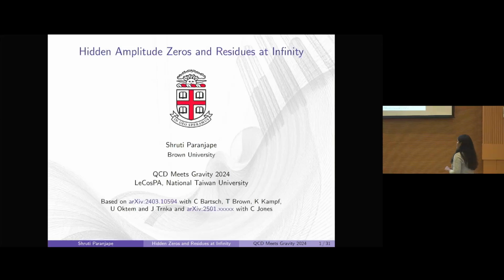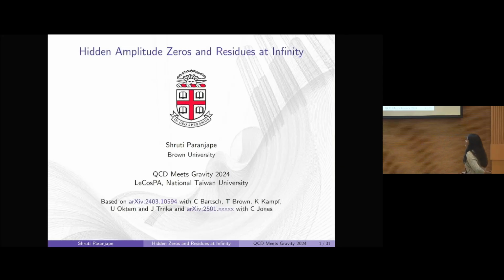Okay, so the talk is mainly based on this paper from March with Christoph Bartsch, Taro Brown, Carol Kampf, Umut Oktam, and Yara Trinka. Umut is going to be applying for postdocs, so if that's of interest to you, now you know. And it's also based on work in progress with Callum Jones, who's also in the audience over here.